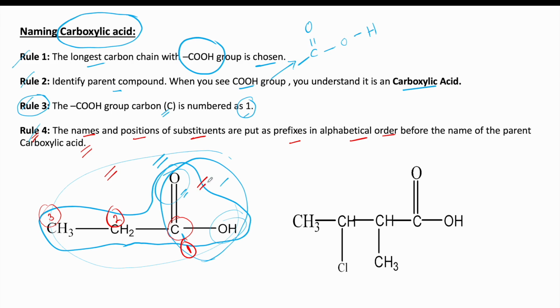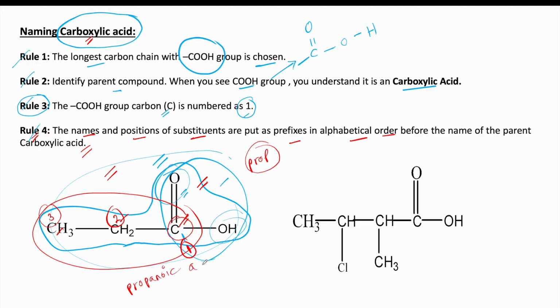But now let's name this compound. In total, over here, we have 3 carbon, including the carbon of the functional group, which is the COOH group. We have 3 carbon in total. First carbon, second carbon, third carbon. So whenever there is a 3 carbon, we call it pro. So as it is a carboxylic acid, we are going to say it propanoic acid.